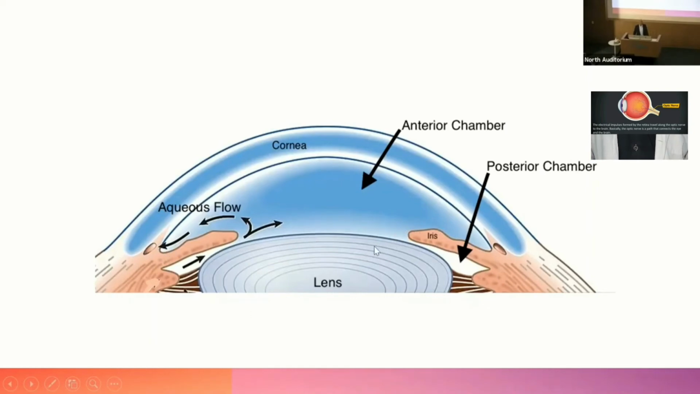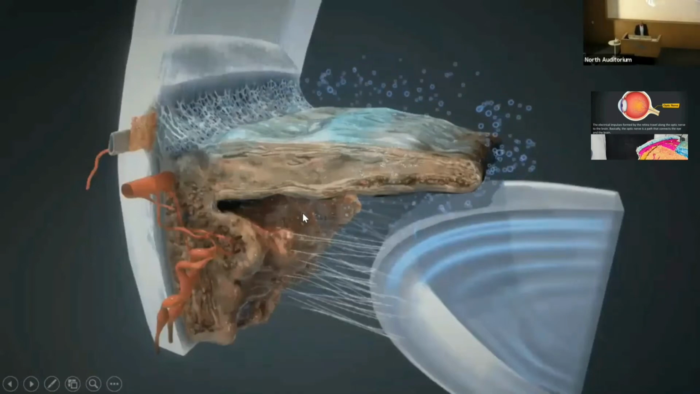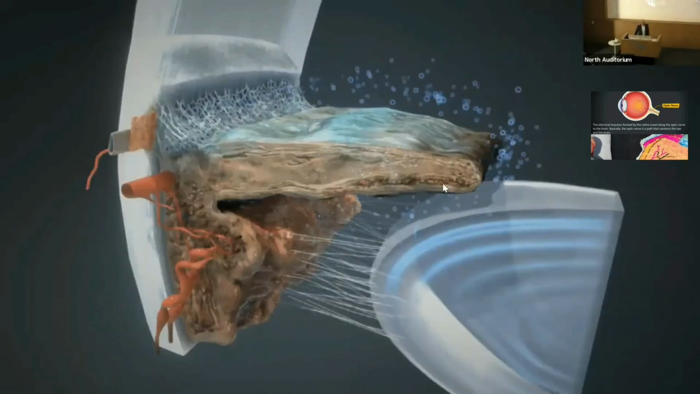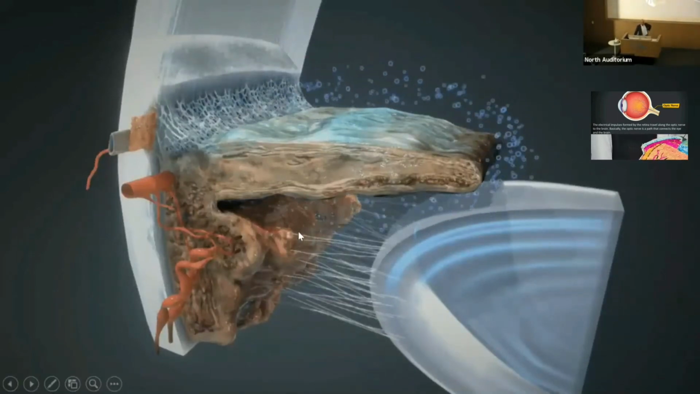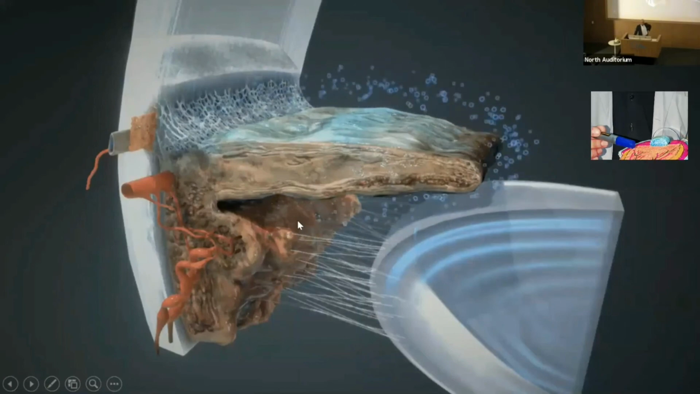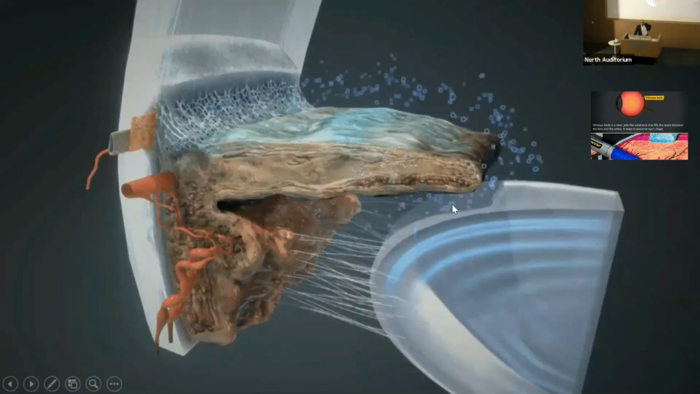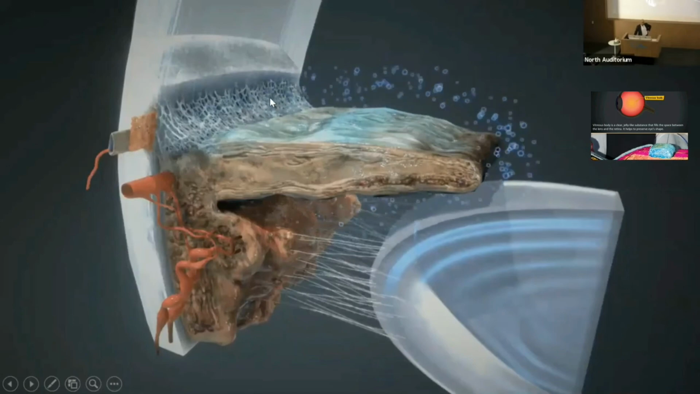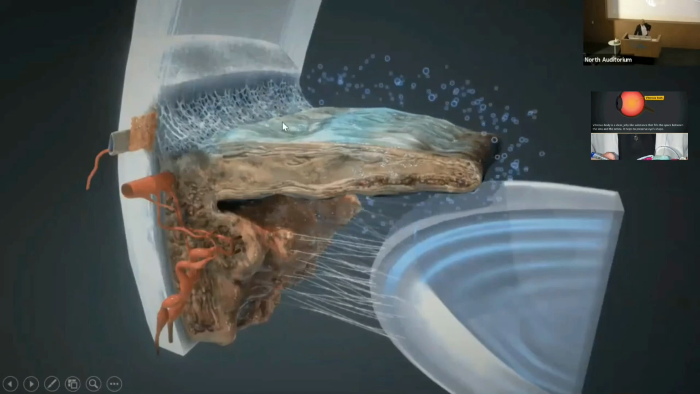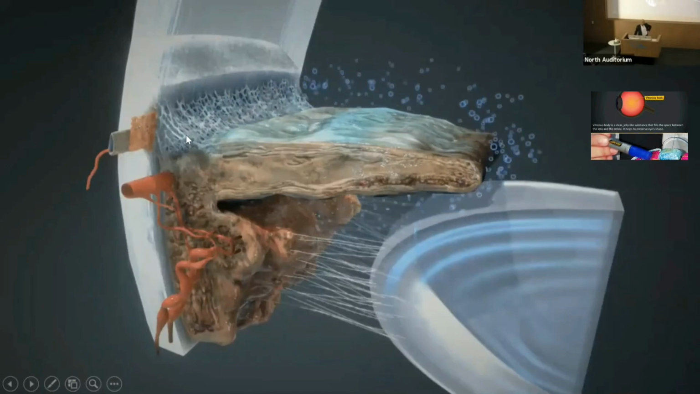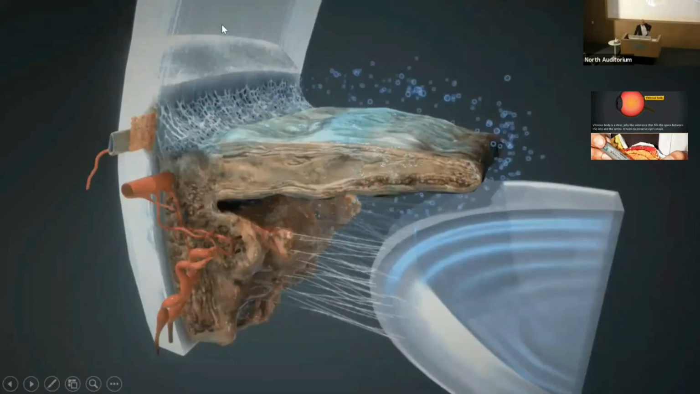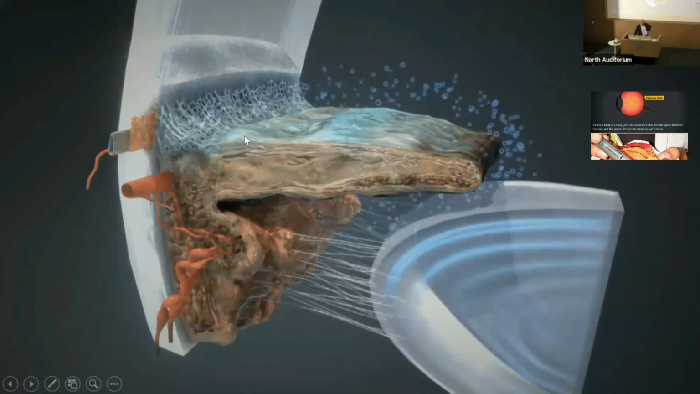There's a lens sitting behind the iris. This gap here is the pupil, okay? Here's another view of that. So there's our lens. There's the ciliary body. Here comes the aqueous humor and travels out around the iris, drains into the trabecular meshwork. The trabecular meshwork is at the junction of the iris and the clear cornea, okay?